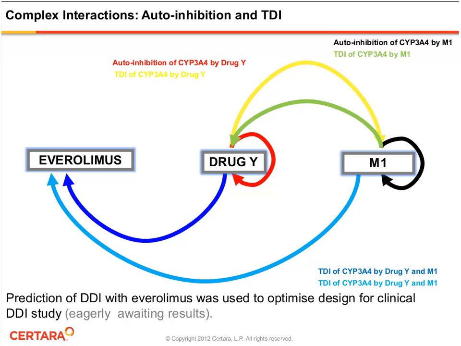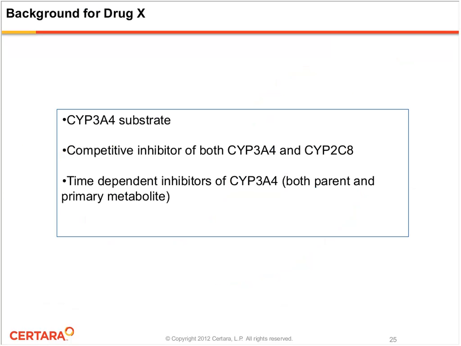So what I'm going to do now is show you the second example, where I can show you more results and more of the data that we use to develop the model. So again, this is a small molecule. It's a CYP3A4 substrate, a competitive inhibitor of both CYP3A4 and 2C8, and both parent and metabolite are time-dependent inhibitors of CYP3A4. Now, when I look at these, we have to develop a model to look at it as a victim CYP3A4 substrate, but also as a perpetrator, because it's going to be a time-dependent inhibitor of CYP3A4, and also look at CYP2C8 substrates and see what the impact is of inhibiting CYP2C8.